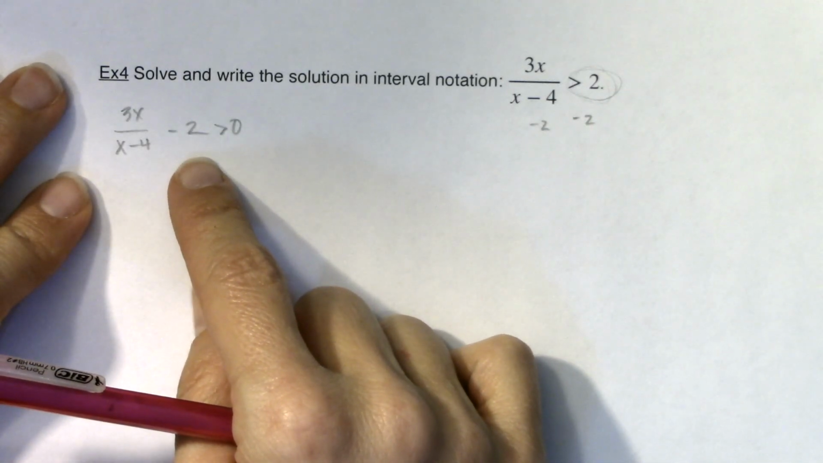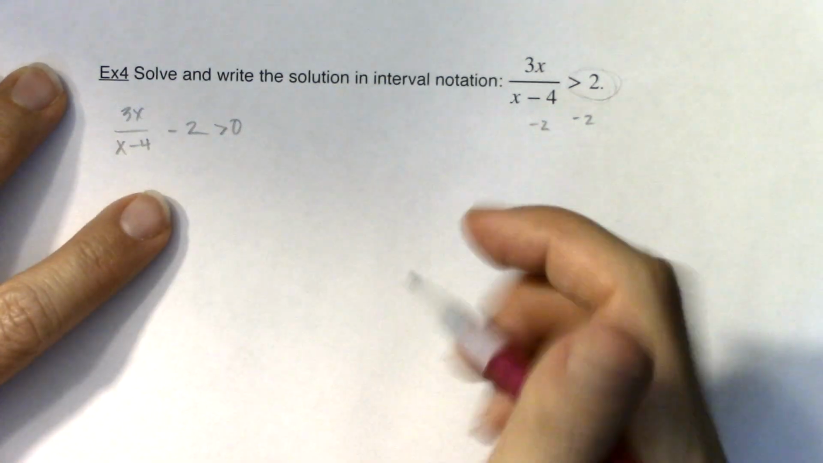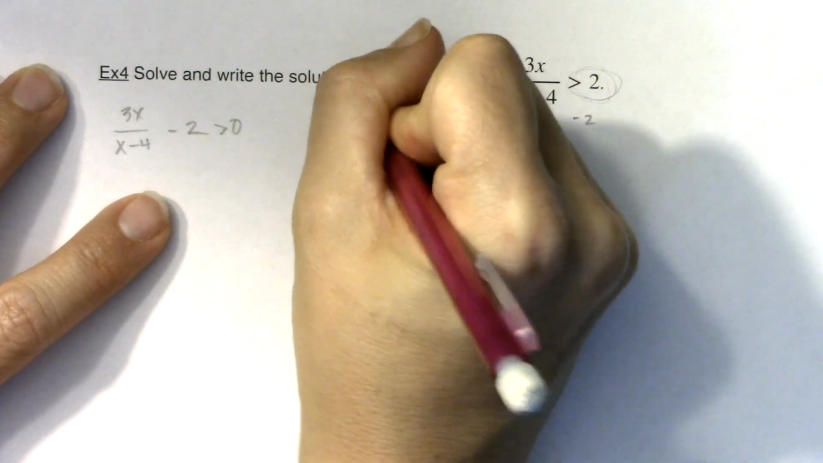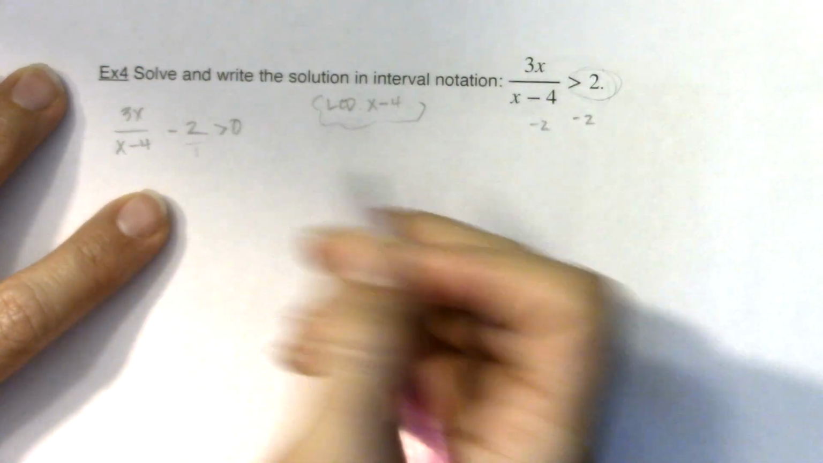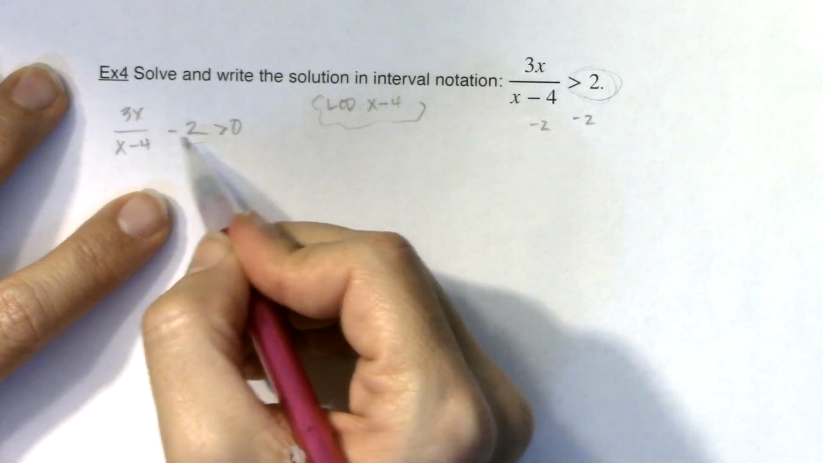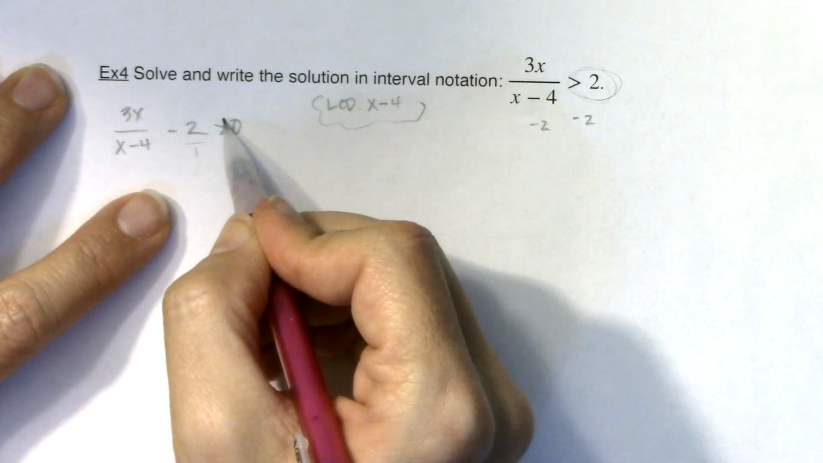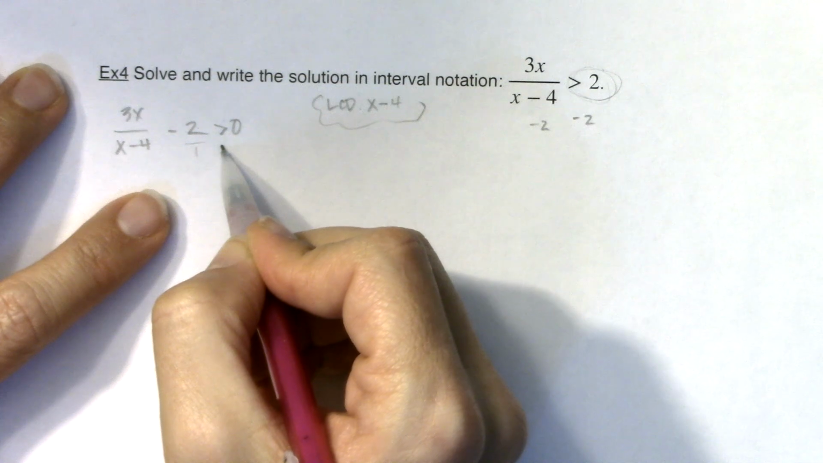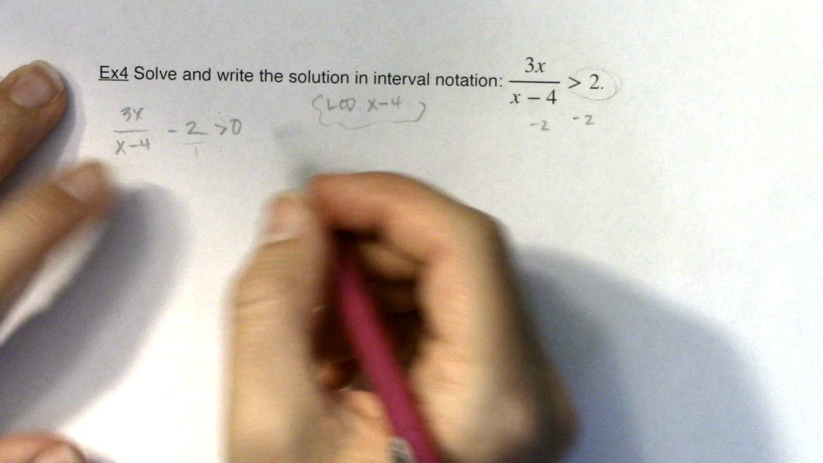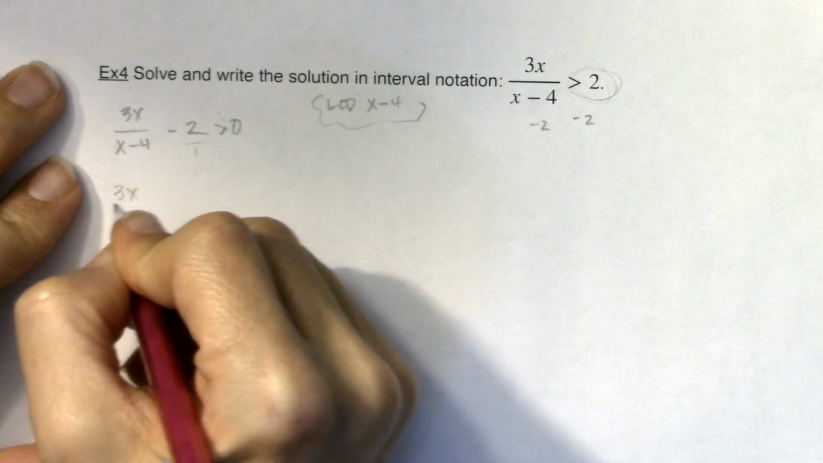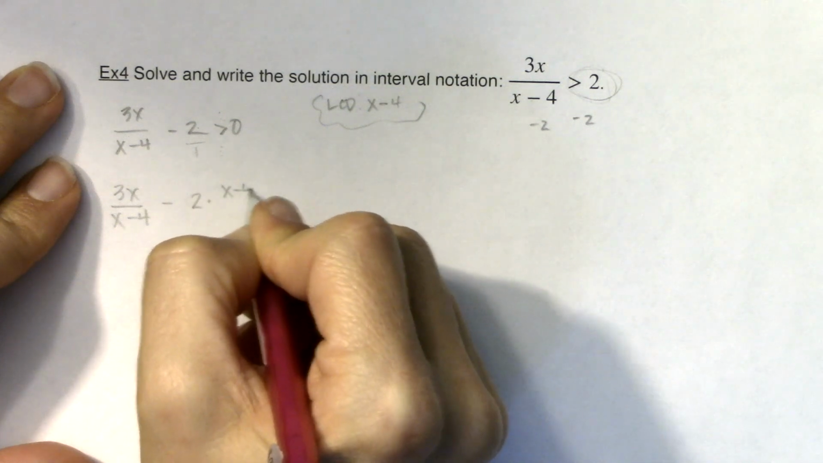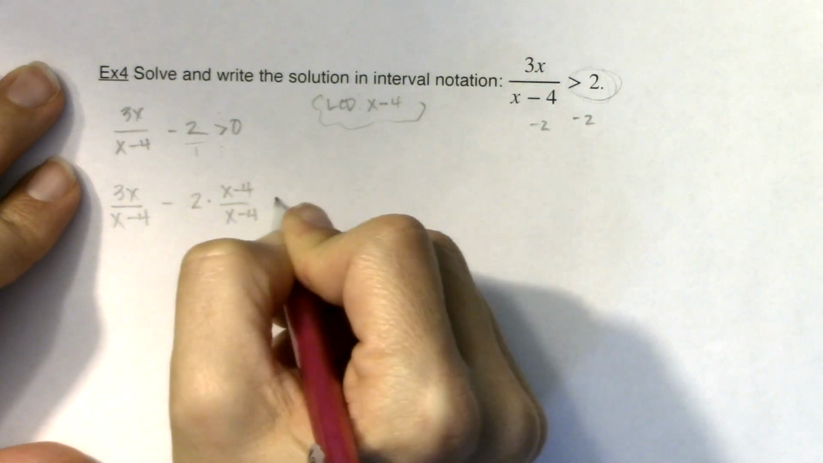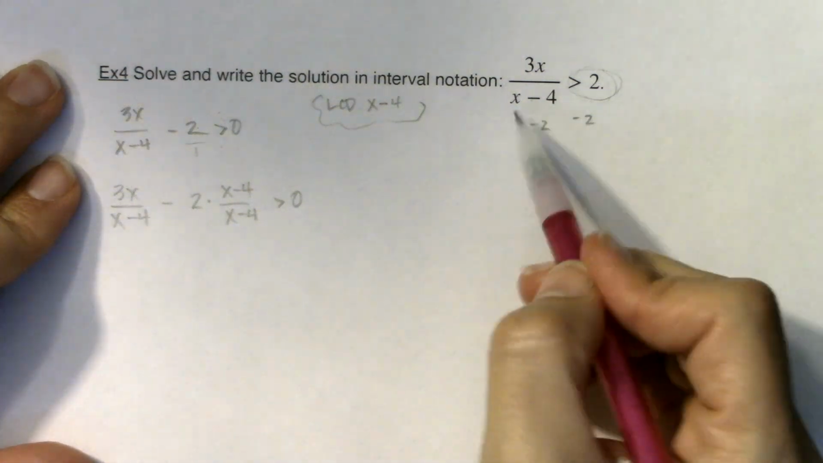And if I want to subtract those fractions, I'm going to need that LCD. And that LCD is going to be x minus 4, right? Because this is essentially 2 over 1. So I'm going to multiply this fraction here by x minus 4 over x minus 4, because when you multiply anything by 1, you don't actually change its value. It's the multiplicative identity. So I have 3x over x minus 4 minus 2 times x minus 4 over x minus 4 greater than 0, right?